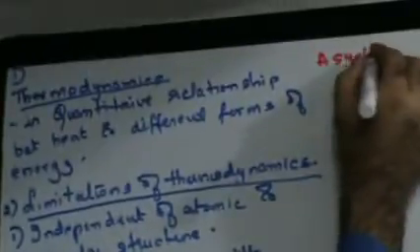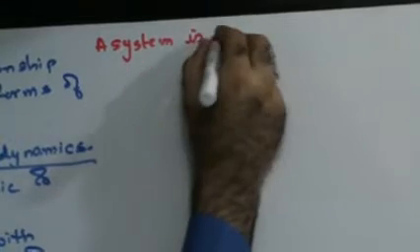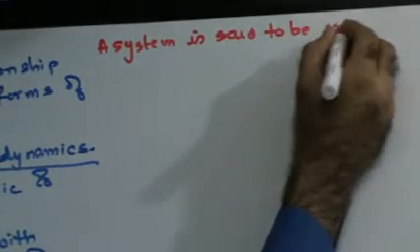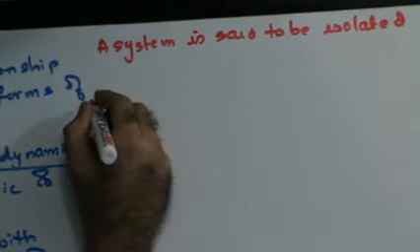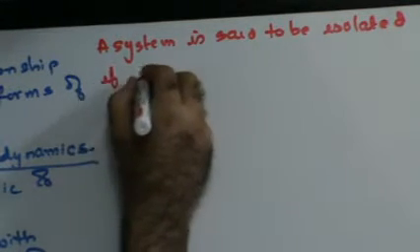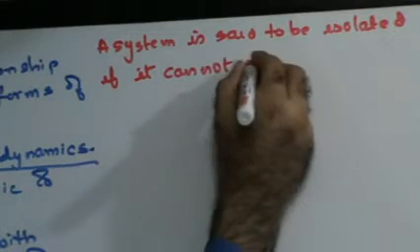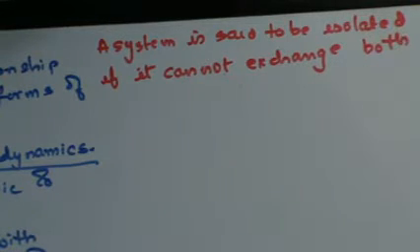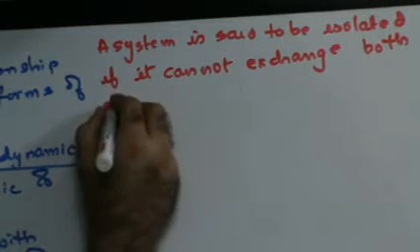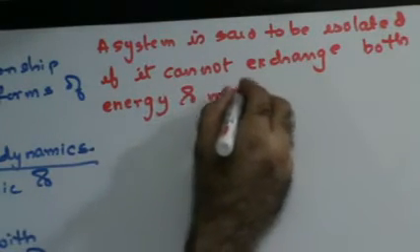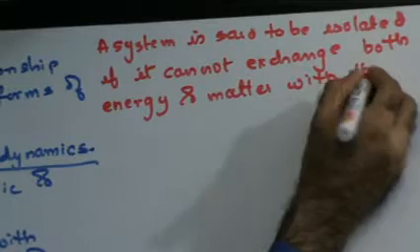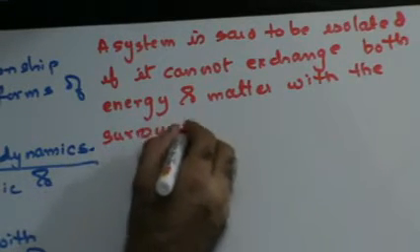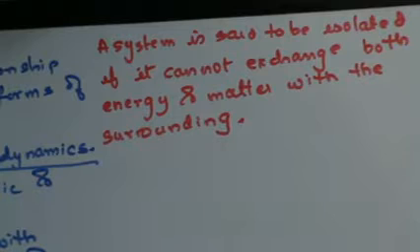Fine, do we get this? So I can say a system is said to be isolated if it cannot exchange both energy and matter with the surrounding. Right? So these are the 3 different types of systems that we have.